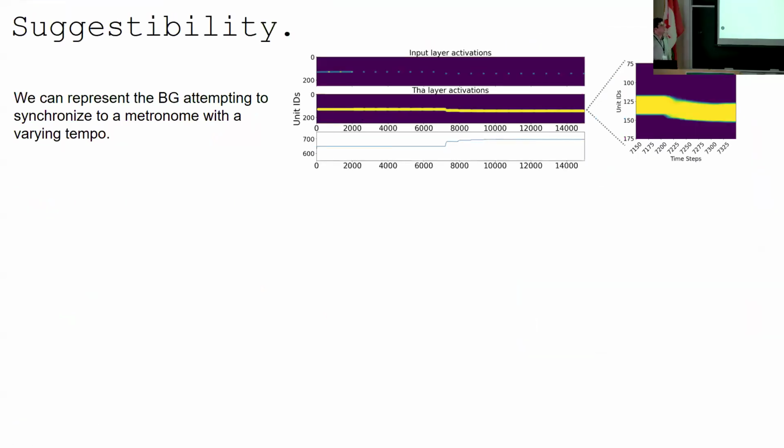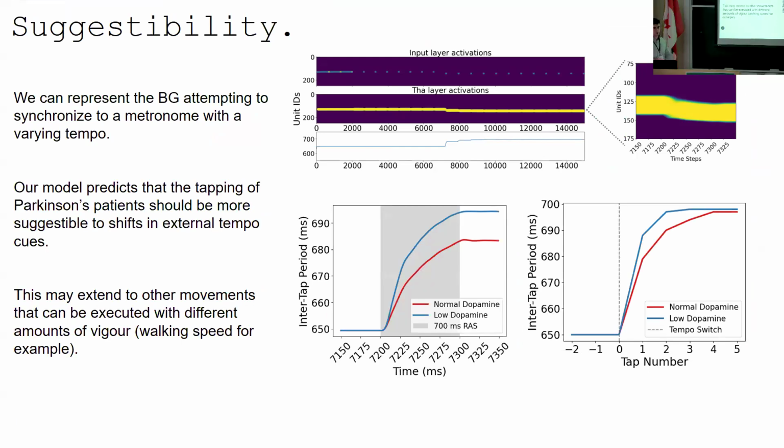And then lastly, does this model make any predictions that can be tested elsewhere? What we suggest is that due to this weaker recurrent excitation that we expect to see in Parkinson's patients, they should be more suggestible to external cues. So if you give the network a shifting pattern of input, you can see that the networks with lower dopamine show a larger shift in the encoded tempo, which we would suggest corresponds to larger shifts in the taps that they produce. So, big picture, we expect that due to weaker internal representations of action, Parkinson's patients would be more susceptible to external cues.